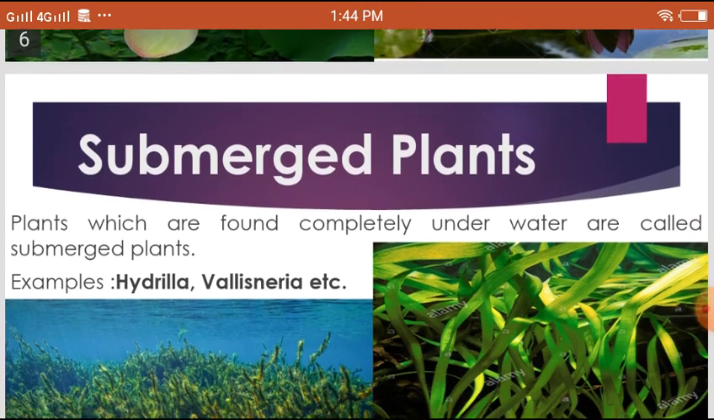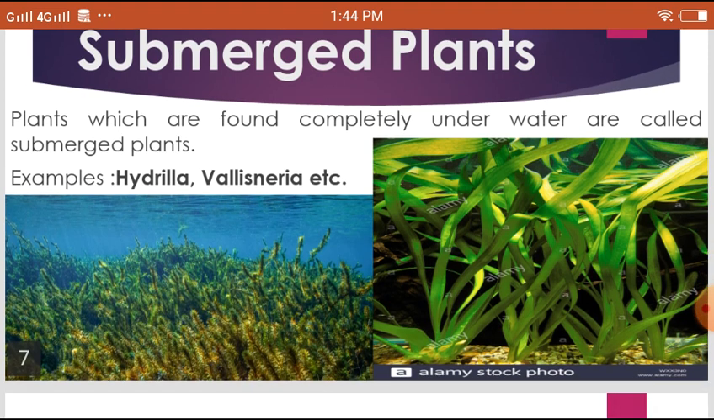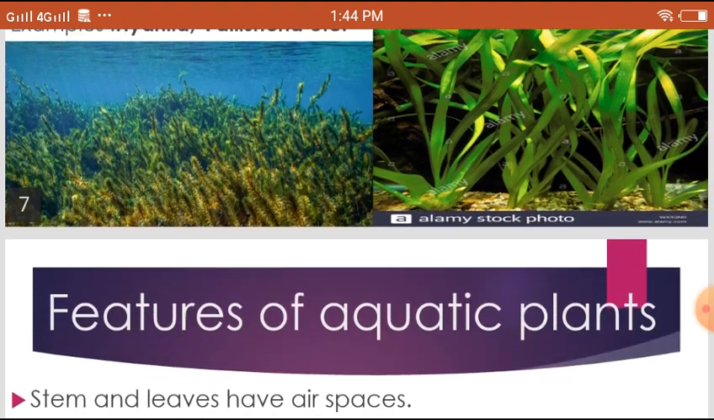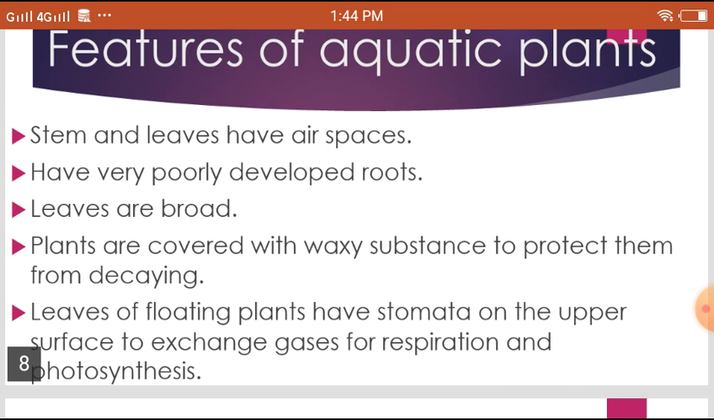Now next one is submerged plants. These plants are found completely underwater. Examples are Hydrilla and Vallisneria. These plants grow completely underwater, so these are called underwater plants too. These are submerged plants. Now, let's discuss some of the features of these aquatic plants.